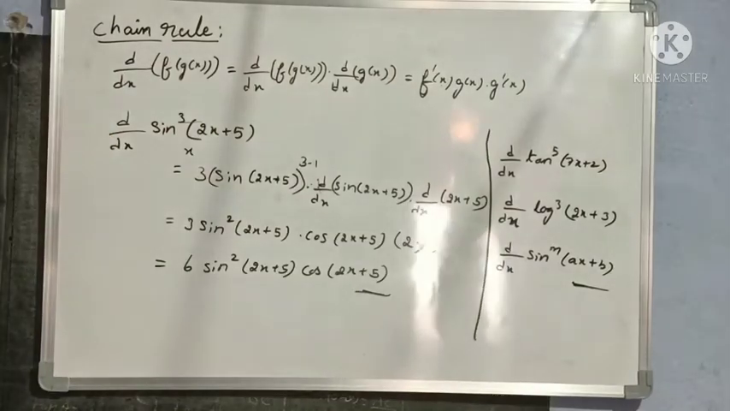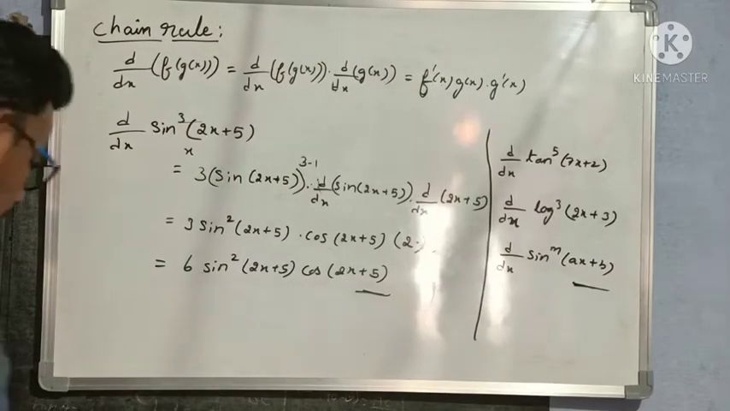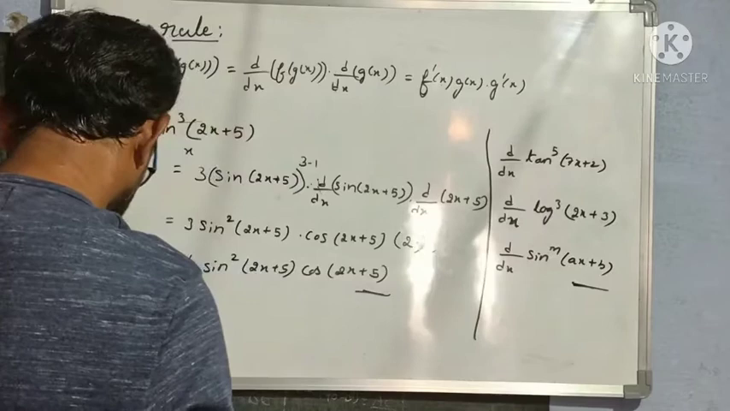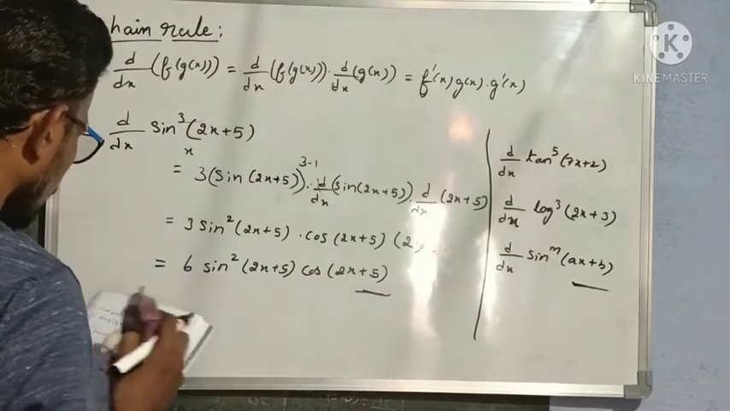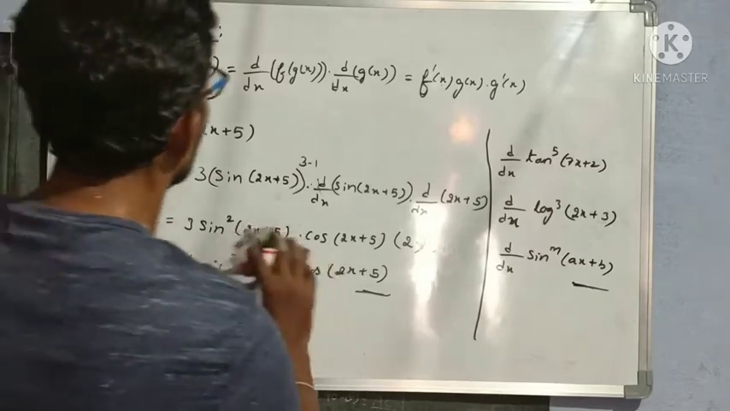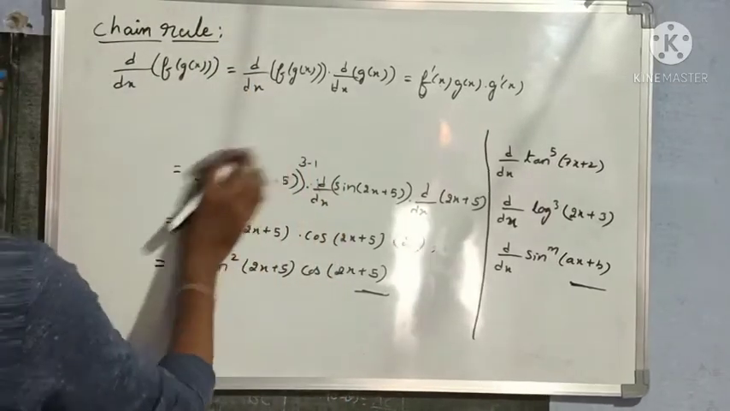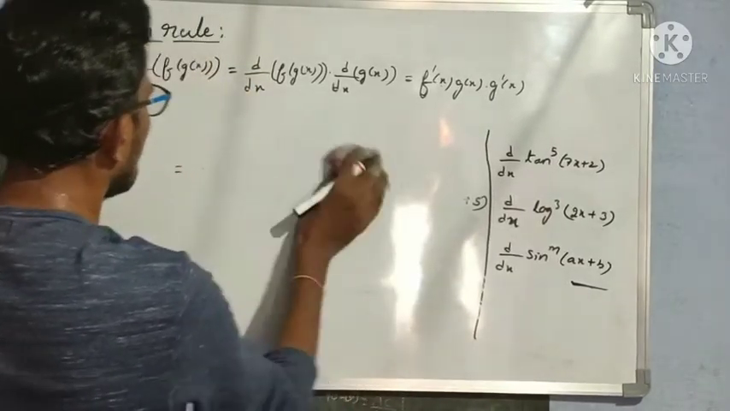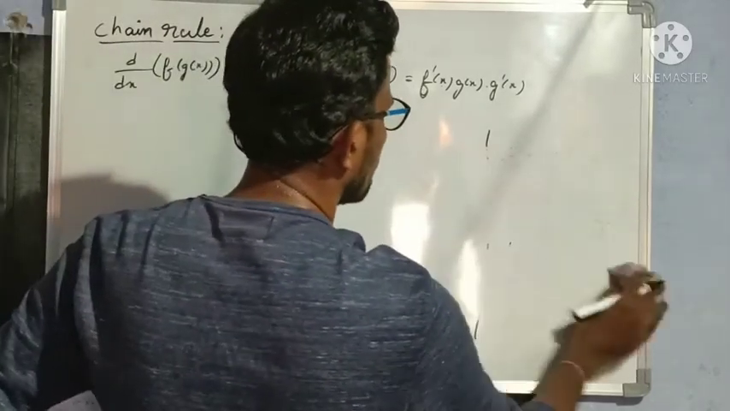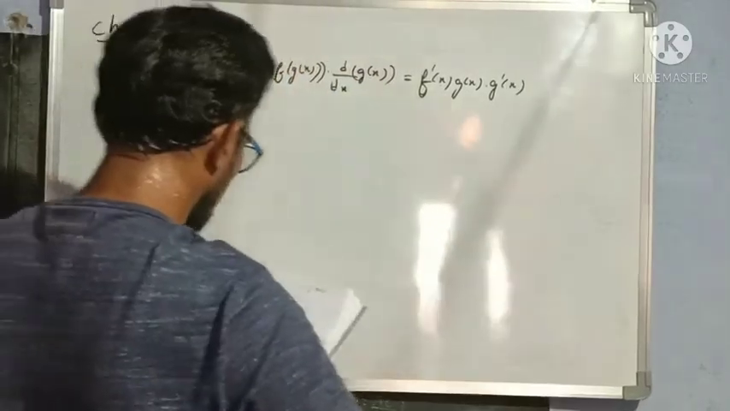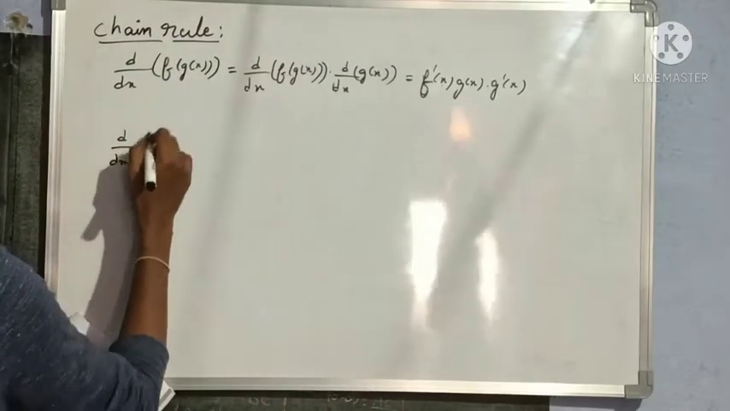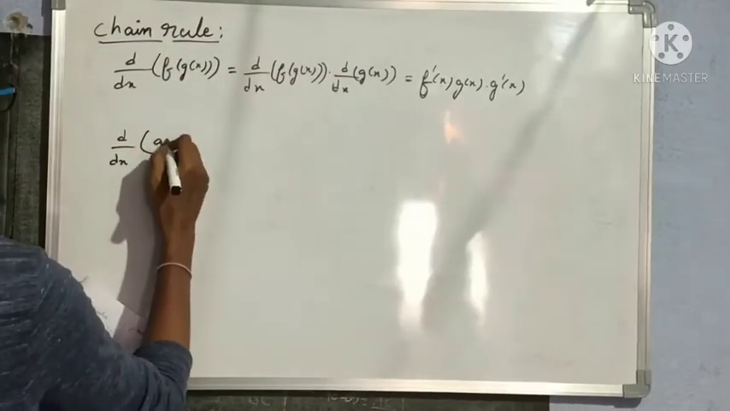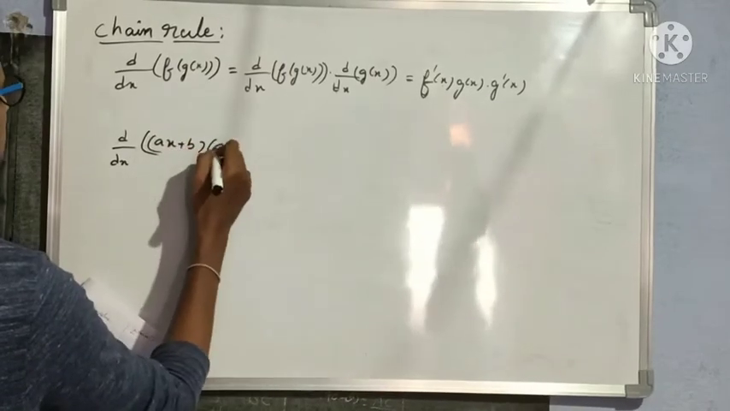Okay. Now let us see some special cases in this chain rule. So first, general examples, mixed questions. So first one is d by dx of ax plus b into cx plus d whole square.